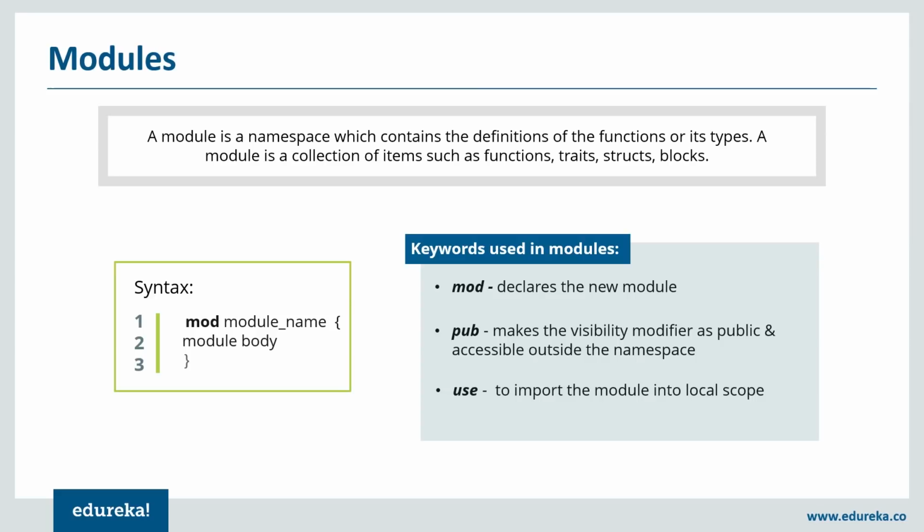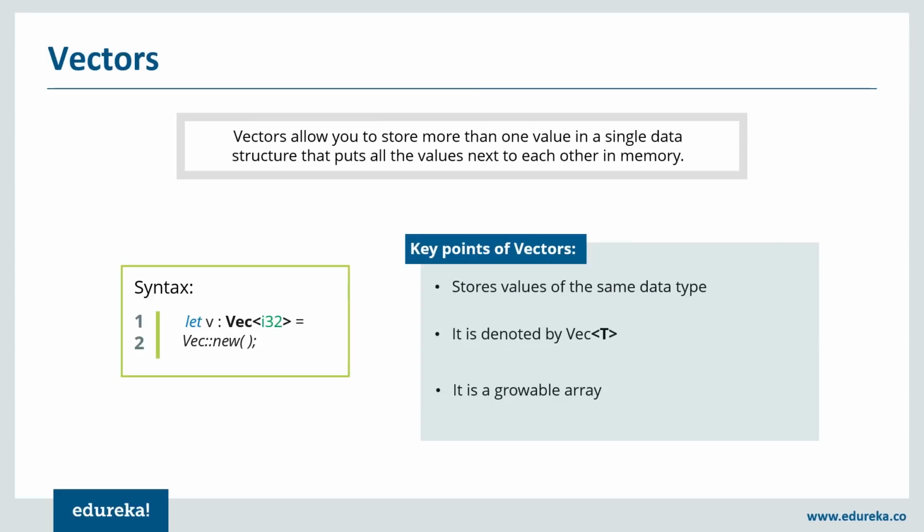So now let's move on to our next topic, which is the last topic for today, and these are called vectors. Now a vector is basically a single data structure which lets you store more than one value next to each other in the memory. There are a few key points of vectors over here. It basically stores values of the same data type, so it is like an array which stores values of the same data type.